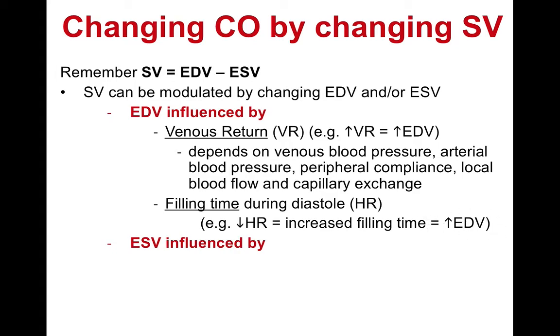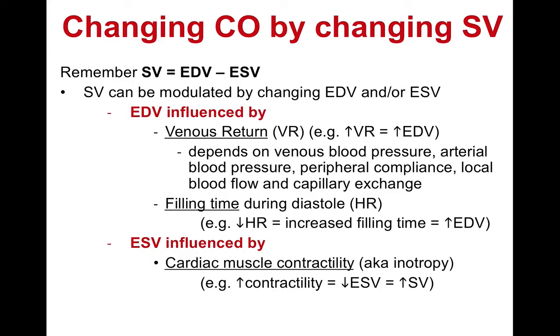Ways in which we can influence end systolic volume include cardiac muscle contractility, or inotropy. If we increase the force of contraction, we will pump more blood out per heartbeat, which decreases the amount of blood left in the heart at the end of the heartbeat. And this causes an increase in stroke volume. So remember the parasympathetic nervous system and the sympathetic nervous system, which modulate inotropy and contractility, and modulate end systolic volume, thus also modulating stroke volume.